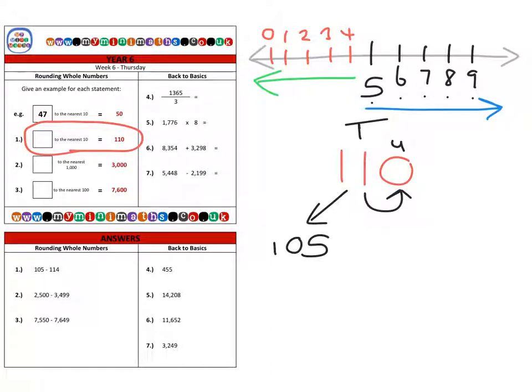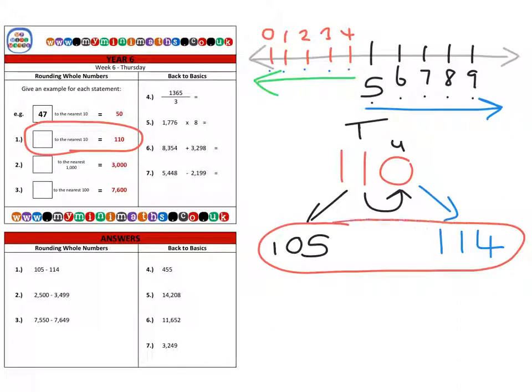round up to 110. And then the other way, if it was a 0, 1, 2, 3 or a 4, we'd have rounded down to 110. So the largest value here is 114. So any value from 105 up to 114 will round to 110.